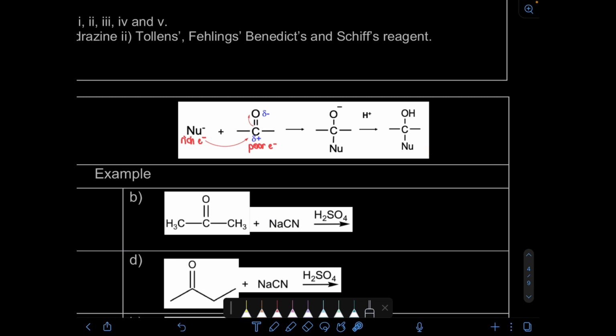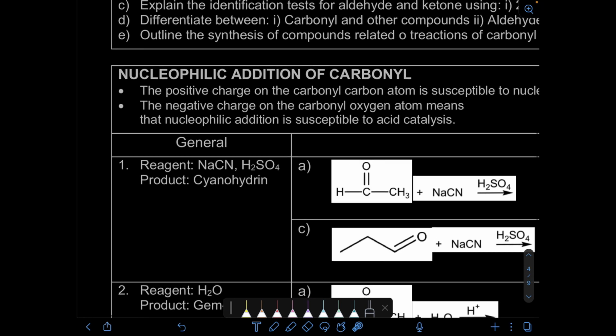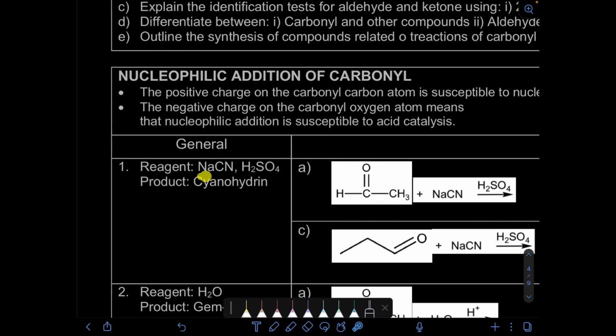Okay, so let's look here for the first example. So the first example, we have NaCN and H2SO4. And our product is cyanohydrin. So what does it mean by cyanohydrin? Here, okay, carbon memang kena ada 4 bond kan, 1, 2, 3, 4. Okay, cyanohydrin, it means that on the same carbon ni, we have OH dengan CN attached to the same carbon. So, how does it work? So, daripada C double bond O, dia akan jadi COH CN.